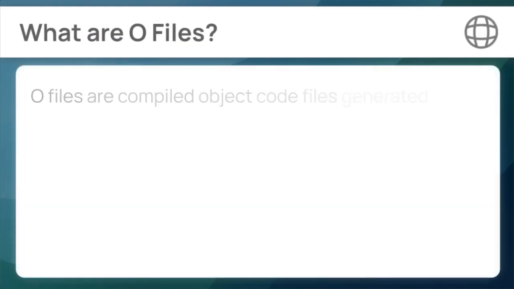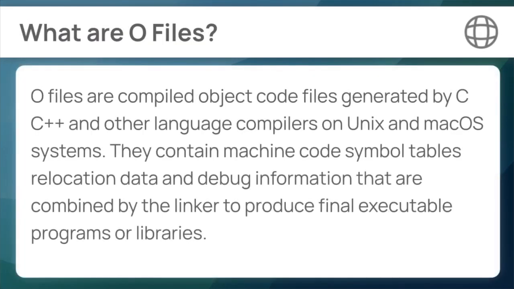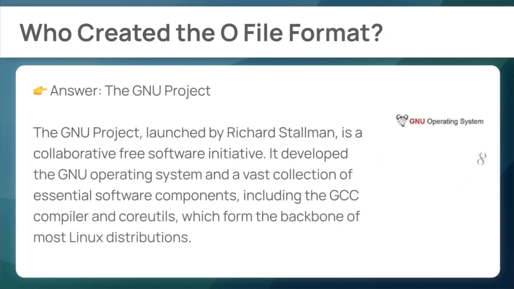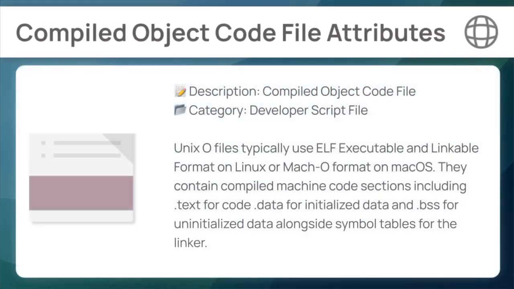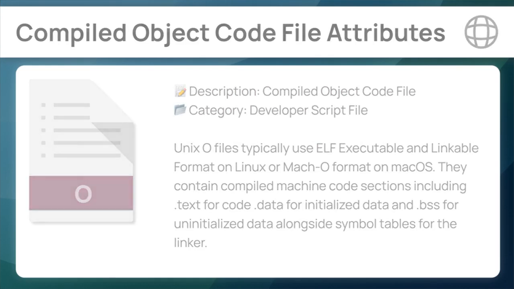O files are compiled object code files generated by C, C++, and other language compilers on Unix and macOS systems. They contain machine code, symbol tables, relocation data, and debug information that are combined by the linker to produce final executable programs or libraries. Unix O files typically use ELF, Executable and Linkable Format, on Linux or Mach-O on macOS. They contain compiled machine code sections including .text for code, .data for initialized data, and .bss for uninitialized data, alongside symbol tables for the linker.